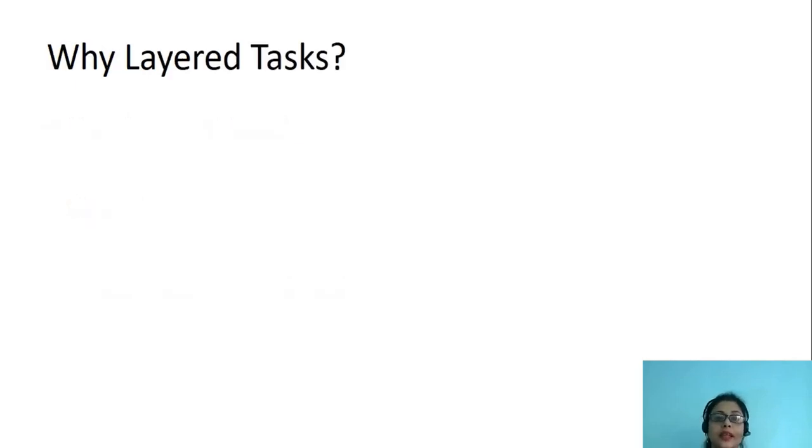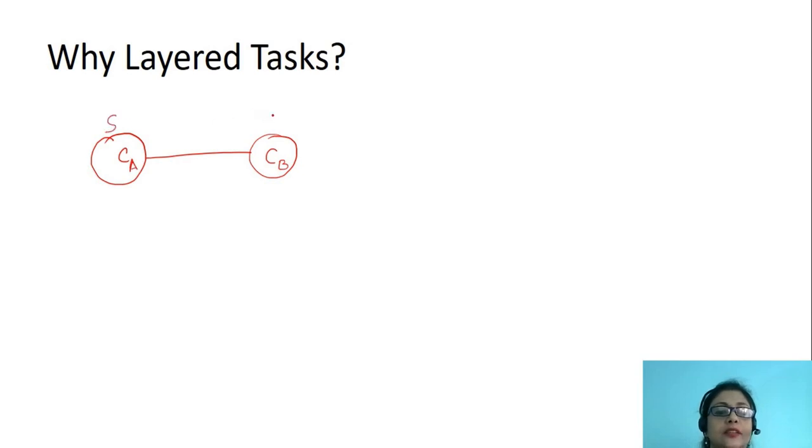Why do we need layered tasks? Let us understand this with the help of an example. Let's say we have a computer CB. It is connected via the transmission medium to a computer CA. So this is the sender computer and this is the destination computer.